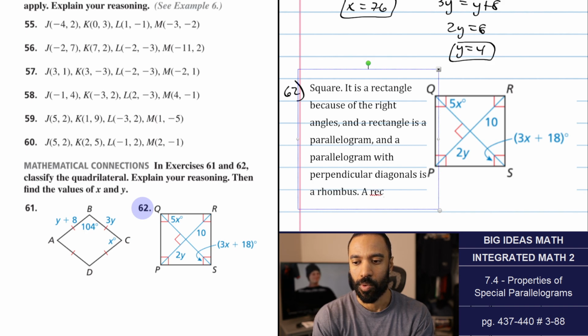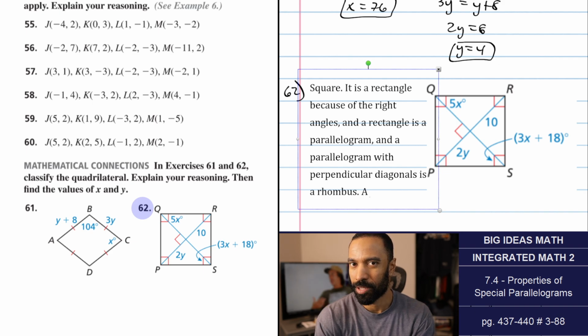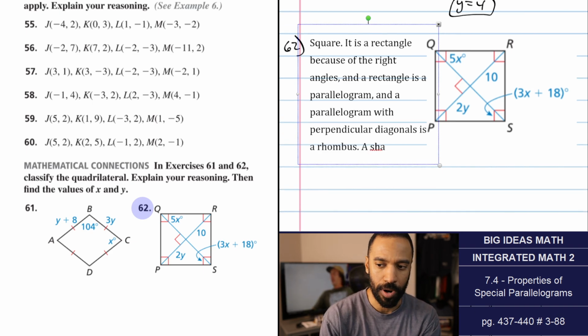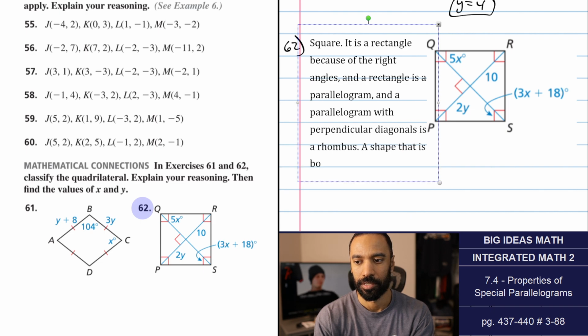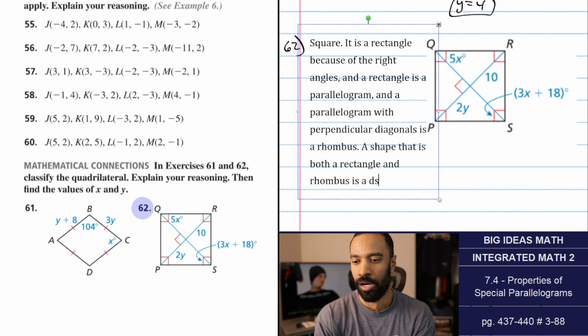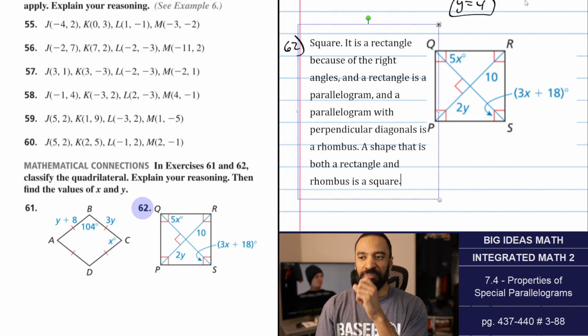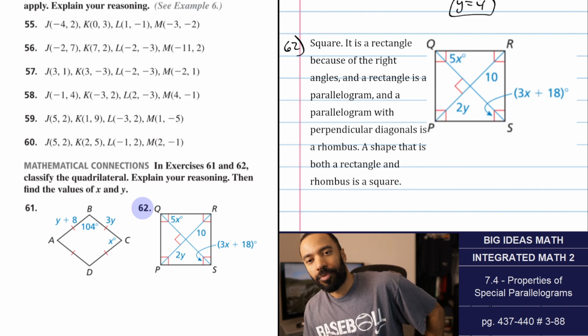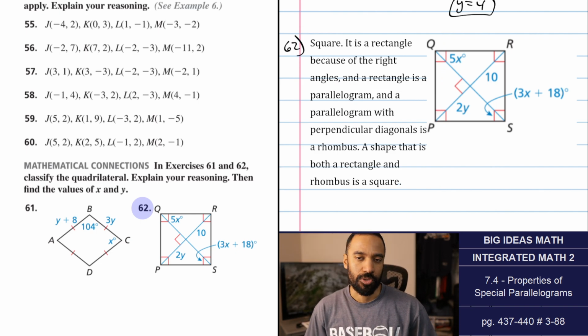A shape that is both a rectangle and a rhombus is a square. Now, there are probably more condensed ways to write that, but because I was typing, I was able to do that. That's what I would say out loud.